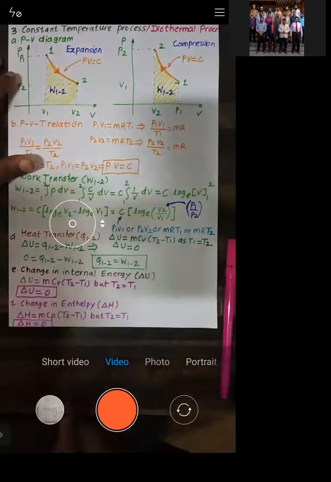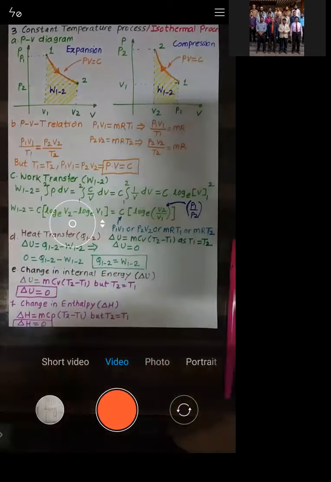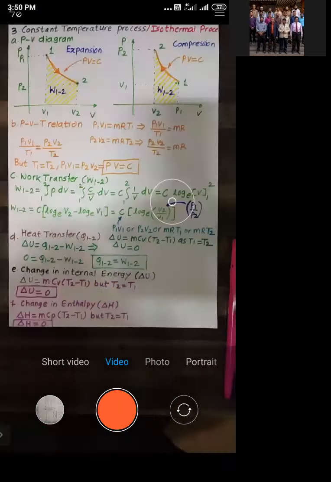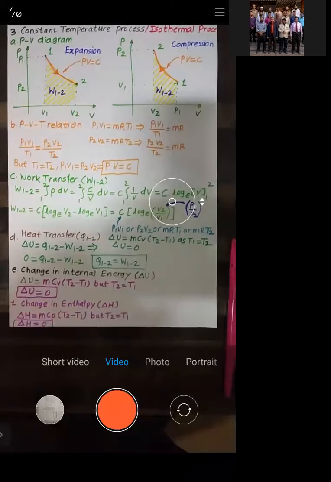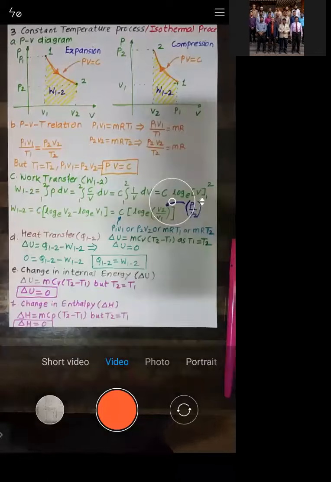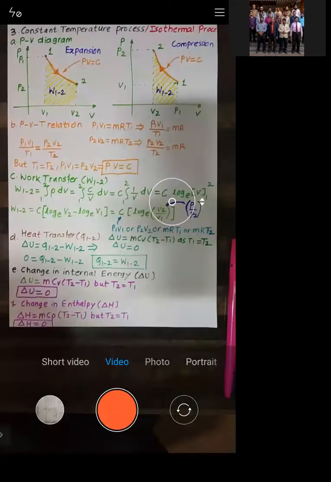Have you understood this thing, all of you? Is there any doubt or difficulty with this expression? Let me know. Is it clear, all of you? Is there any doubt in this process?